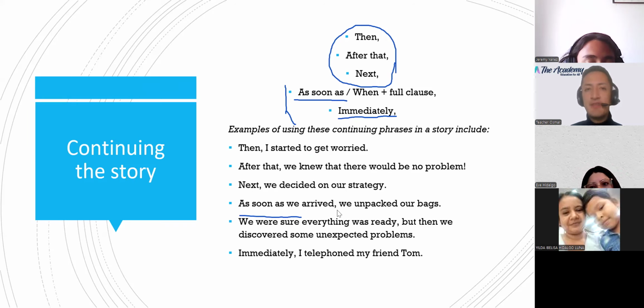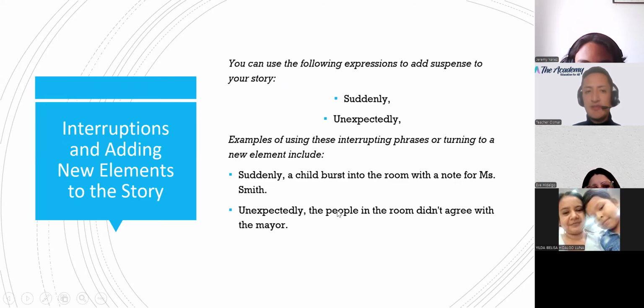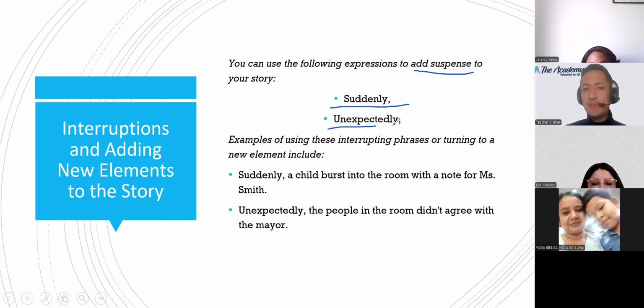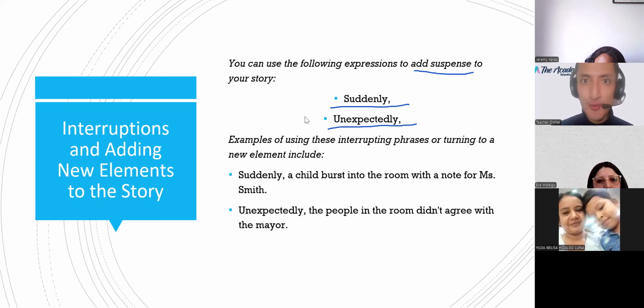Okay, now we have interruptions. Interruptions or adding new elements to the story. Here we have the next expressions to add suspense to your story. That means actions that happened but weren't expected. Suddenly or unexpectedly, that means repentinamente, inesperadamente. Es decir, my dear students, una interrupción. We are talking about an interruption.